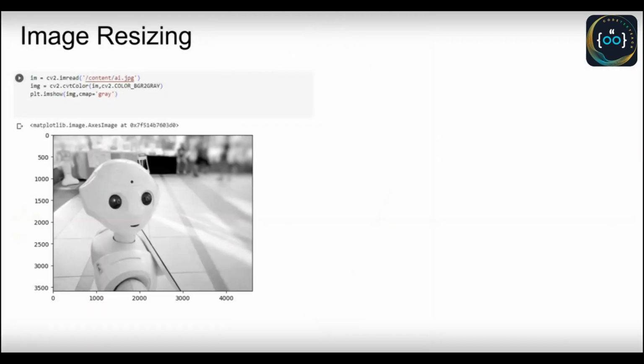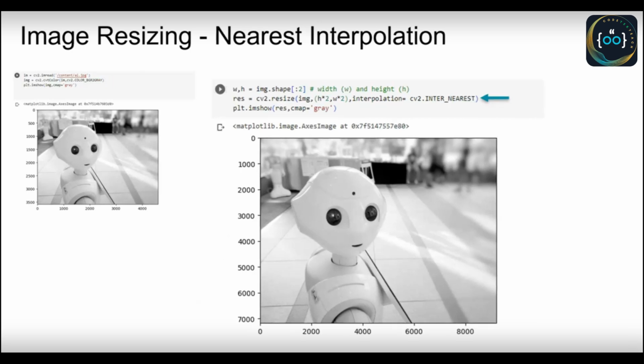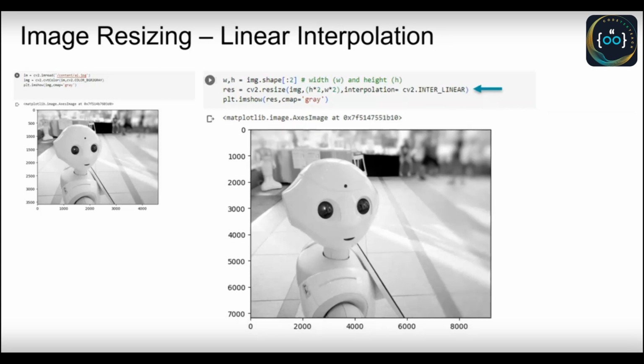Image resizing is a common operation in image processing that changes the dimensions, which are width and height, of an image. It can be used to reduce the size of an image, to save space or processing time, or to increase the size of an image for purposes such as printing or detailed analysis. Linear interpolation and nearest neighbor interpolation are two methods used for resizing images, particularly when the image size is being increased and new pixel values need to be estimated.